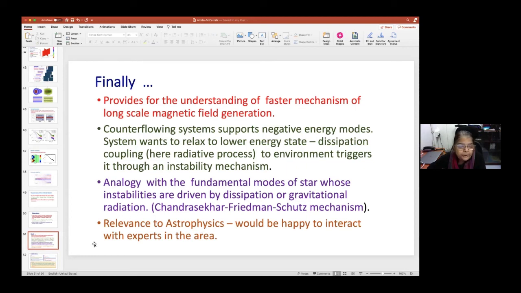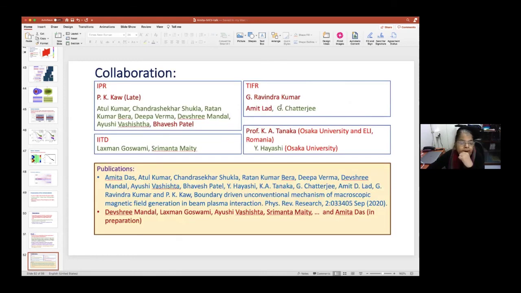So this is where I would end my talk, and this was a collaboration, as you have seen in my talk, a series of years of collaboration with the experimental group of TIFR. And in this particular paper associated with the finite beam effect, we had these people, and we had published one paper in PRR. Now some new people have joined from IIT, and we are in the process of preparing a new manuscript in this particular area.